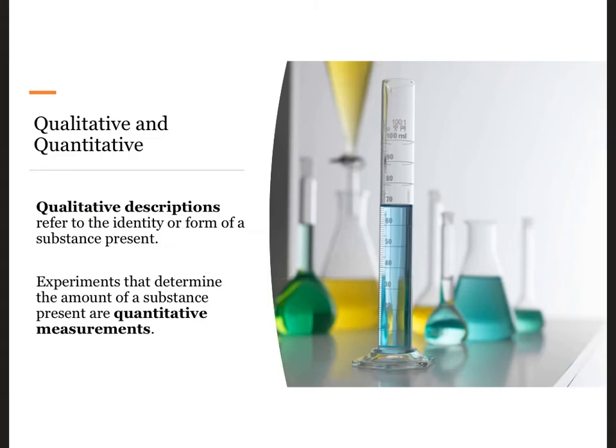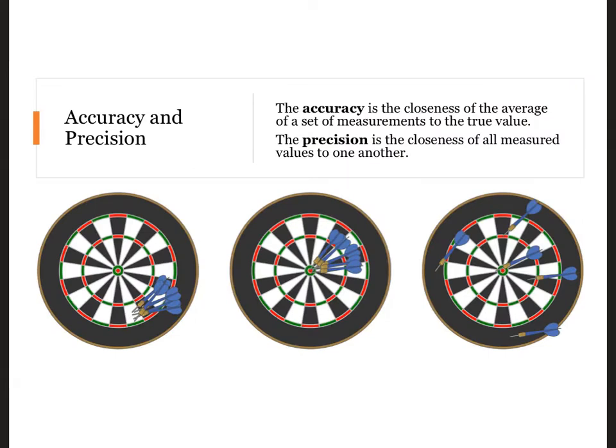Let's begin. When we make measurements in science, they fall broadly under two categories. If we're trying to describe what something is, we're using qualitative descriptions. If we're describing how much of something is present, we're making quantitative measurements. Scientific measurements are usually repeated 3 or more times because the average value of the measurements is probably closer to the true value than any individual measurement.